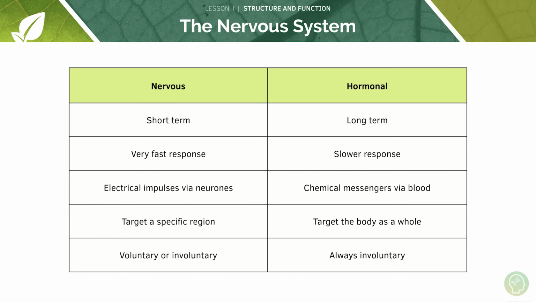So these are the key differences between the nervous and the hormonal system. So do learn these and do understand the differences, because this could be worth a couple of marks in your exam, and they are essentially easy marks.